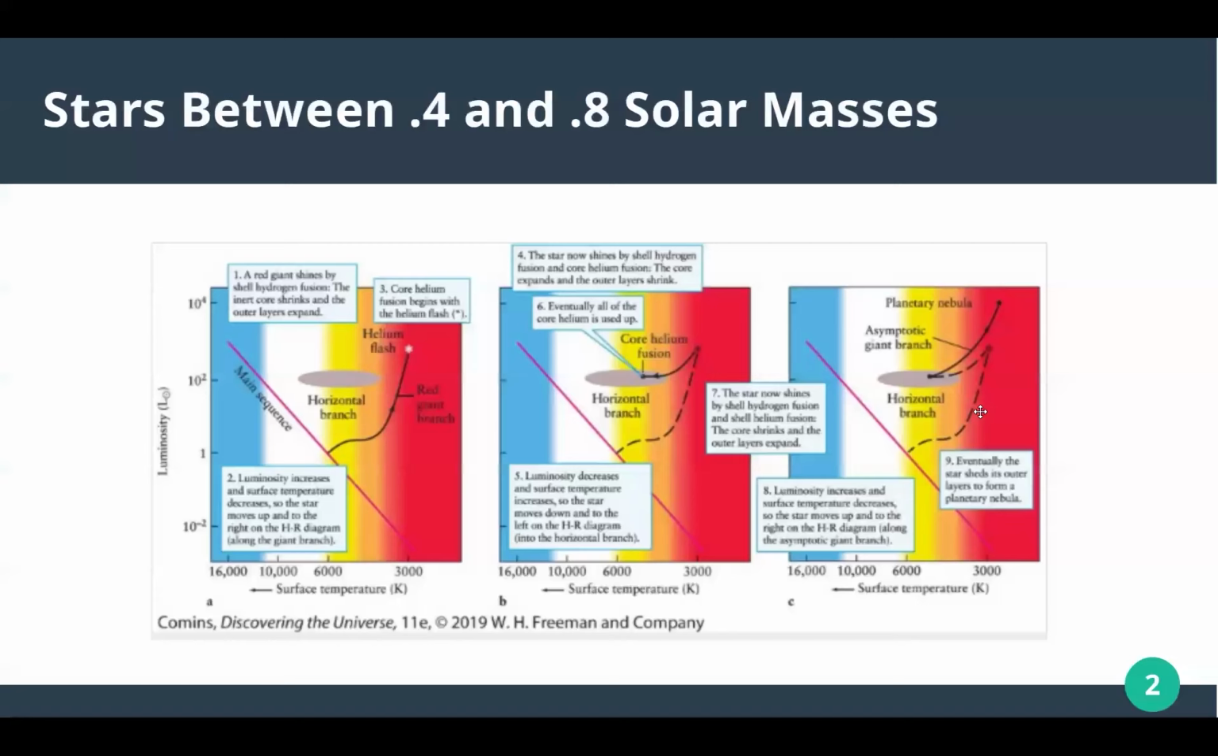Eventually, all of the core helium is used up. The star now shines by shell hydrogen fusion and shell helium fusion. The core shrinks and the outer layers expand. Luminosity increases and surface temperature decreases, so the star moves up and to the right on the HR diagram along the asymptotic giant branch. Eventually, the star sheds its outer layers to form a planetary nebula.